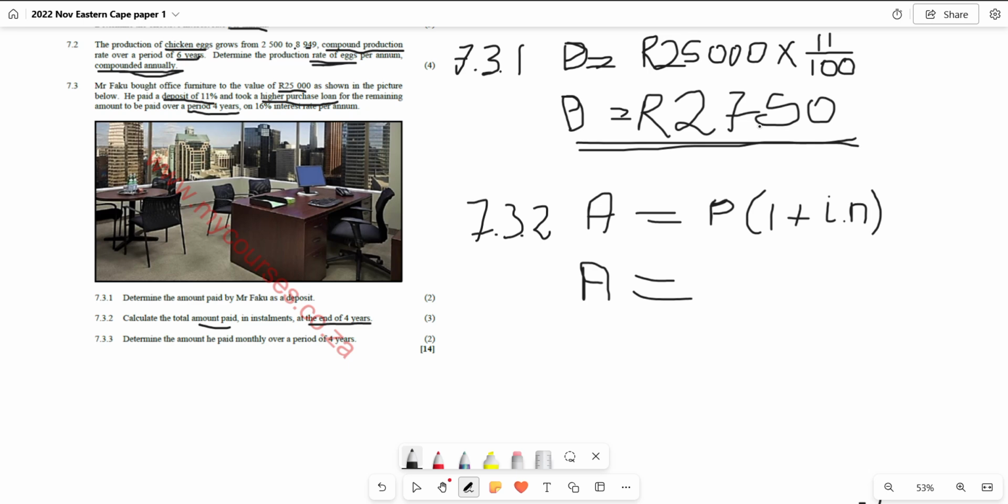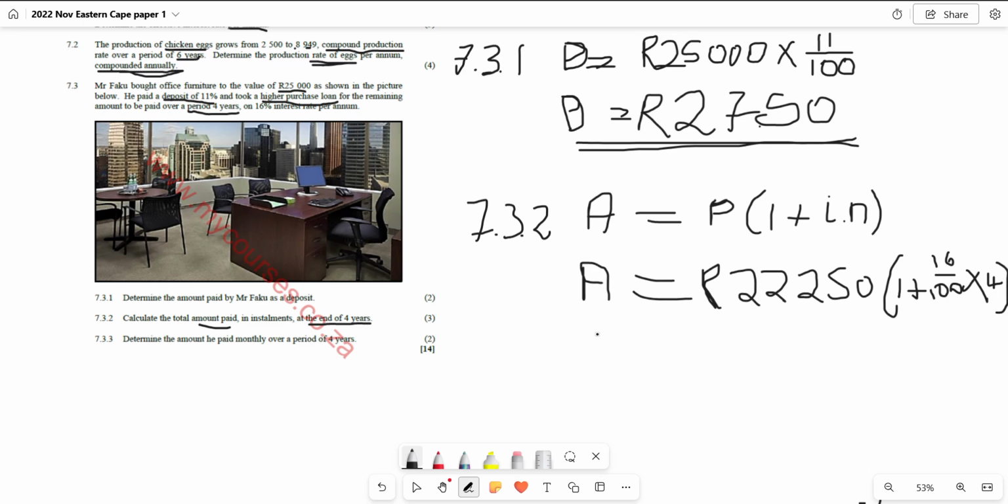What is our deposit? It is 2,750. We are going to take it out from 25,000 rand. That is going to give us the balance, so P becomes the balance of 22,250. Then in bracket 1 plus I, the interest rate charged by the loan. They are charging an interest rate of 16%. Then we are going to say 16% divided by 100%, multiplied by the number of years, which in this case is 4.